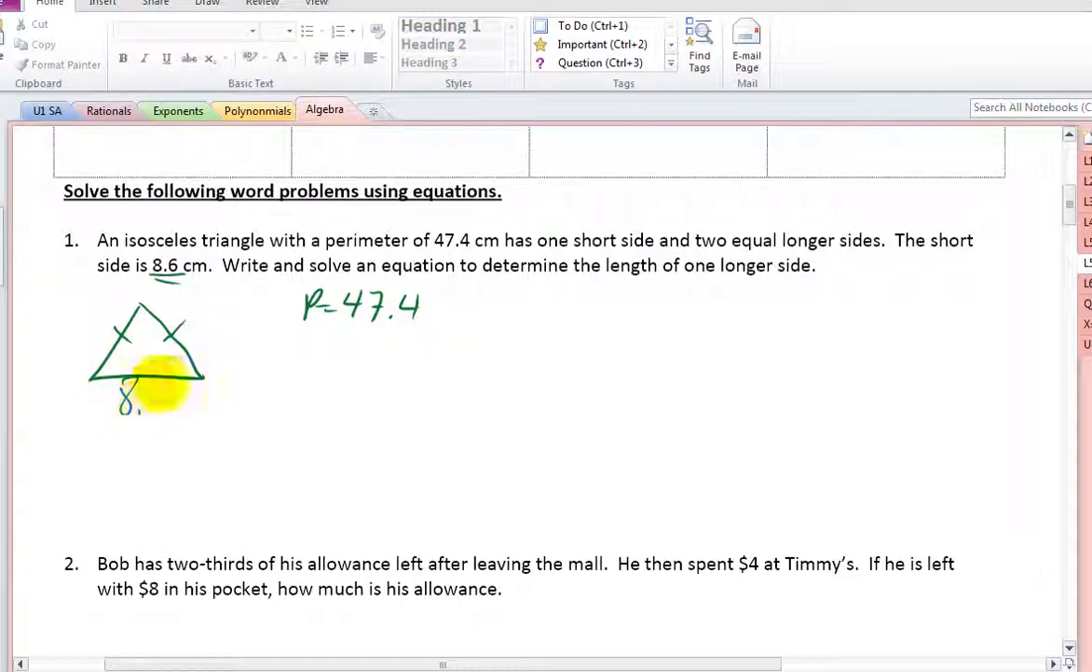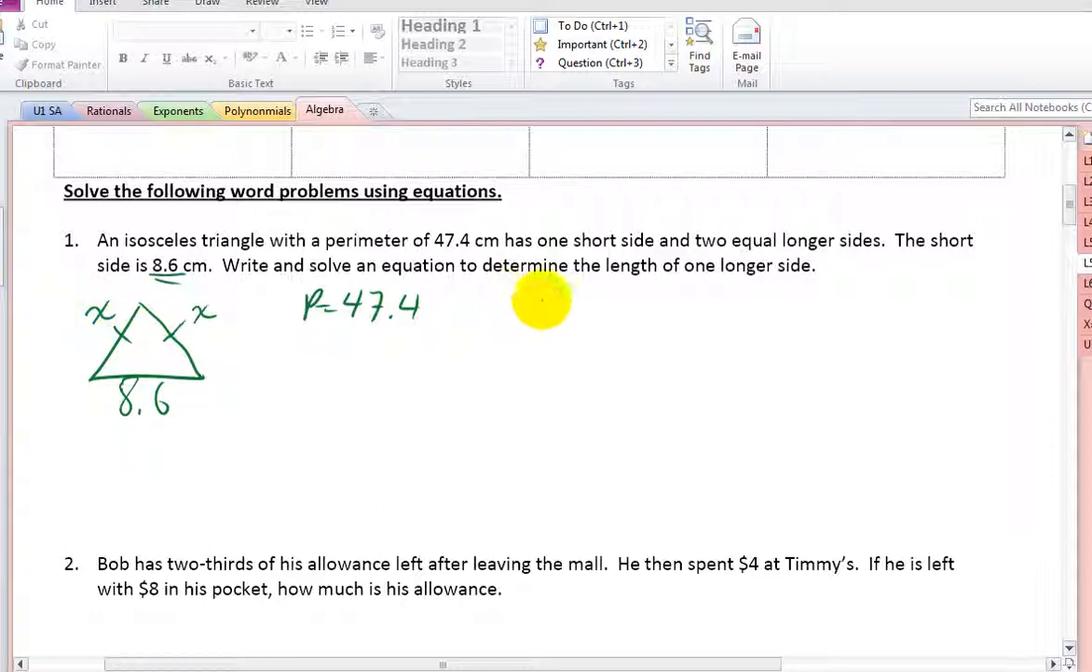What about the other two sides? Do we know what the number is? So what should we call one side? X. What should we call the other one? Well, is it different? No, that's the trick, folks. They're the same side, so they're the same letter.